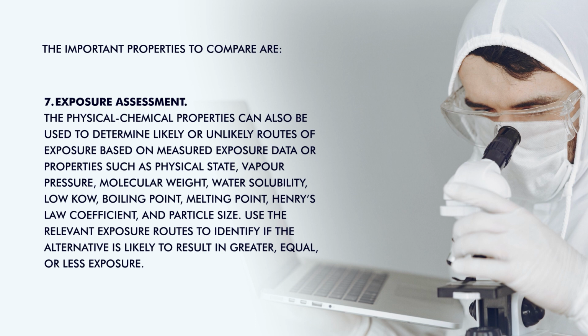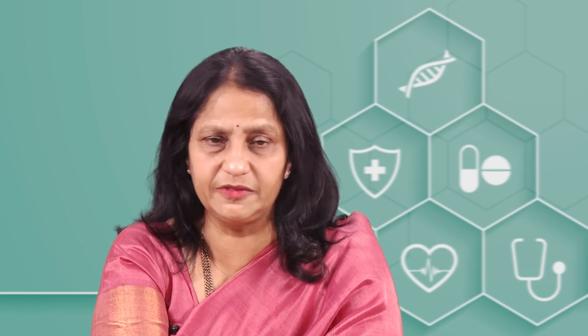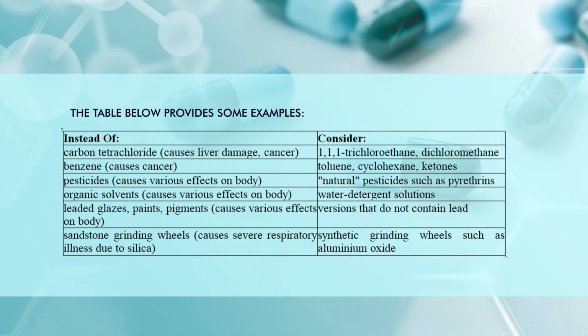So that is also most important. And elimination is the process of removing the hazard from the workplace, that we know. And substitution, we have seen that less hazardous substances should be more valuable than more hazardous substances. One example I would like to give is carbon tetrachloride, which can cause liver damage or liver cancer. Instead of that, 1,1,1 trichloroethane or dichloromethane can be used.